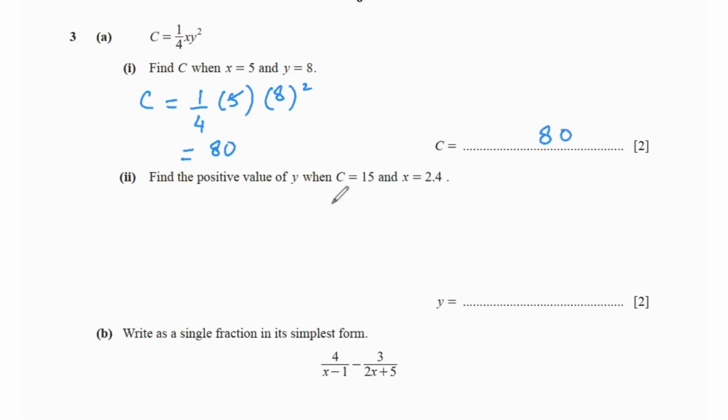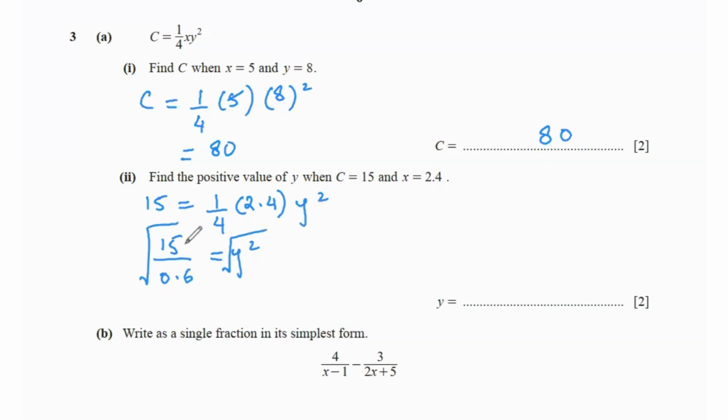Then find the positive value of y when C equals 15 and x equals 2.4. So 15 equals 104 times 2.4 times y squared. That is going to be 15 over 6.5 equals y squared. Square root both sides, and y equals plus minus 5. Since it says a positive value of y, y would be 5.